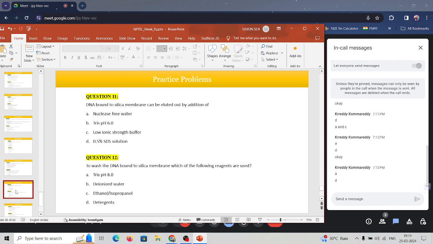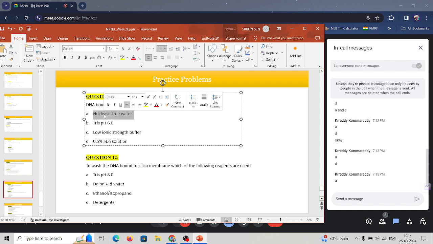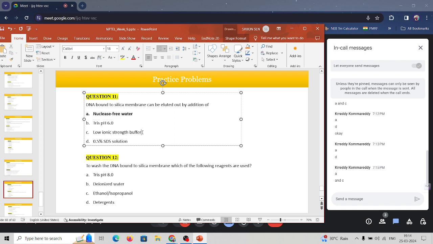So we are going very fast. That is good. So DNA bound to silica membrane can be eluted by the addition of. So how can you elute the DNA bound to silica membrane? So nuclease free water, Tris of pH 6, low ionic strength buffer, and 0.5% SDS solution. Yes, nuclease free water, and just now I mentioned, yes, 5 to 10 millimolar of Tris solution. So low ionic strength buffer. Fantastic answer.